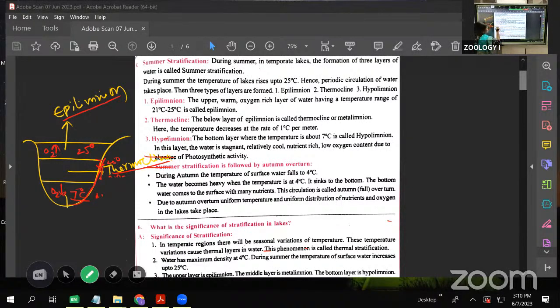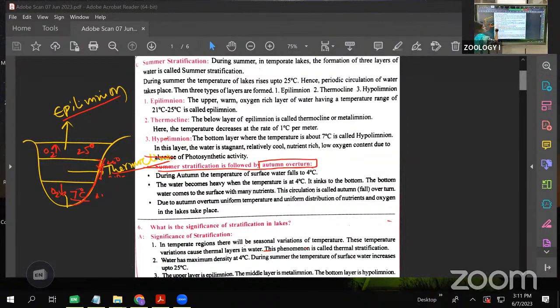See, the summer stratification is followed by the autumn overturn. After the summer, the water inside the lake overturns, meaning mixing of the water occurs. That we call the autumn overturn. The season after the summer is called the autumn season, and in this season the overturn occurs.